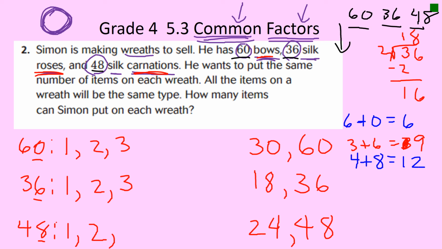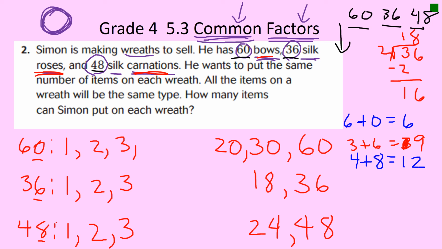3 times 4 is 12. Yeah. 3, 6, 9, 12. Yup. Then 48 is divisible by 3. Okay? All right, now let's get the factor pairs going here. 3 times what is 60? Well, 3 times 2 is 6, so 3 times 20 is 60, right?